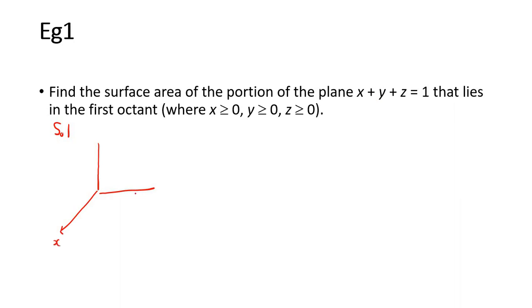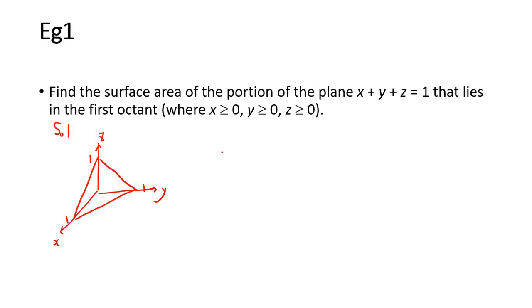This is the x, y, z axes. We get the x, y, z intercepts all equal to 1. To get the x-intercept you let y and z be 0, so you get x = 1. To get the y-intercept you let x and z be 0, so you get y = 1. To get the z-intercept you let x and y be 0, so you get z = 1. So we would like to find the surface area of this tetrahedron in the first octant.